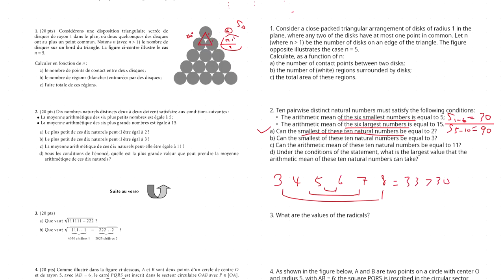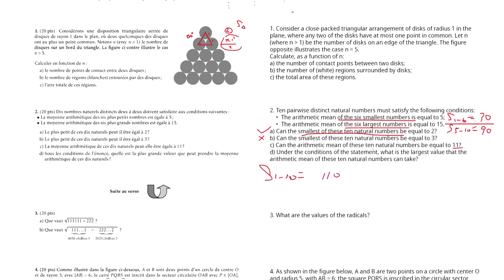So B is not possible. Okay, C. Can the arithmetic mean of these 10 natural numbers be equal to 11? What does it mean? If it's 11 and we have 10 numbers, the sum S1 to 10 will be 110, right? Because there are 10 numbers and the average is 11.